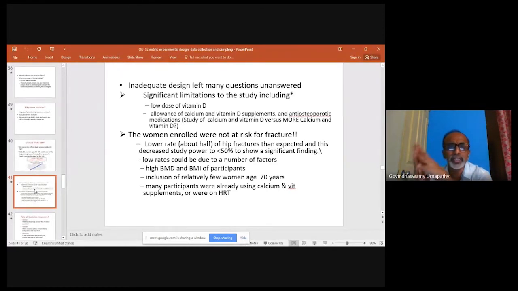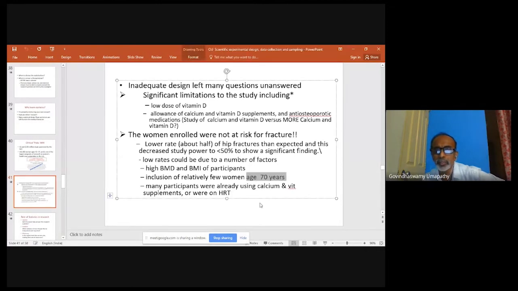They also gave supplement medication, so they gave extra medication. The women enrolled were not at risk of fracture. They took women from age 50, which is not the right way of doing it. Low rates could be due to a number of factors: high BMD and BMI of participants, because this was not incorporated. Inclusion of few women over 70 years old, because fractures happen after 70, 75, 80 years. Fewer women over 70 were used.